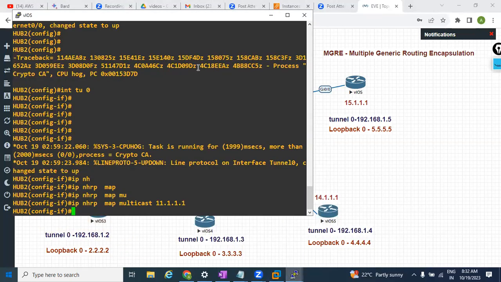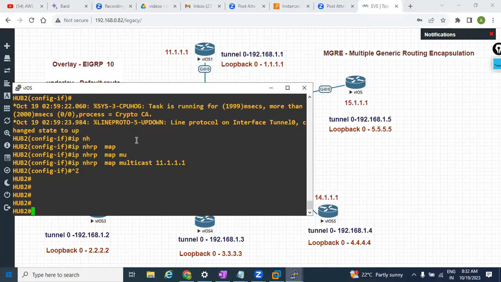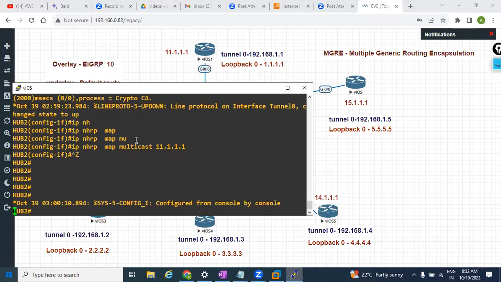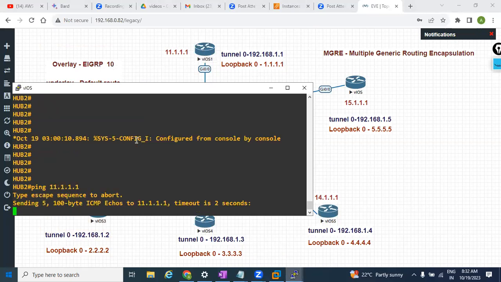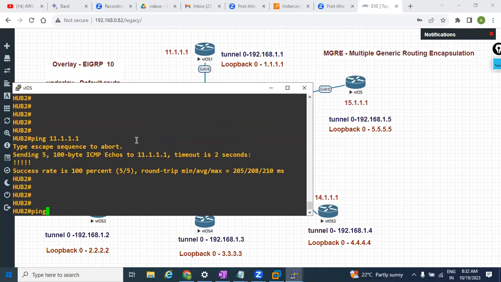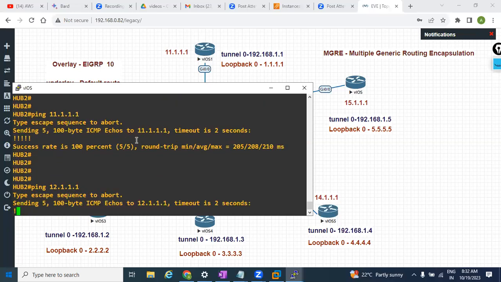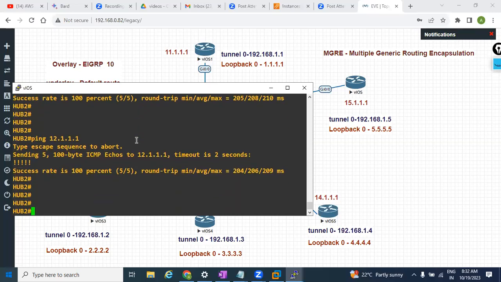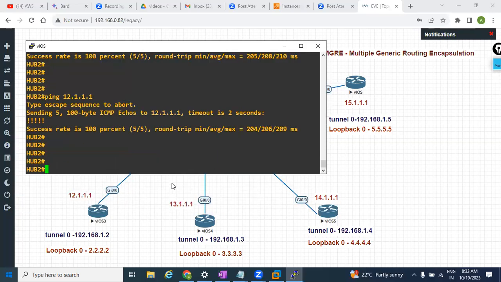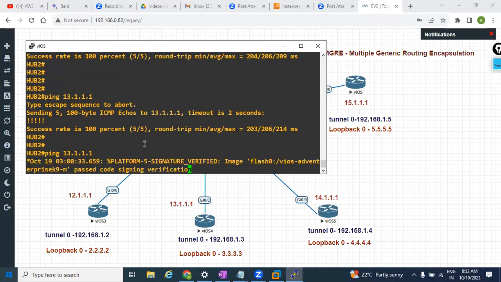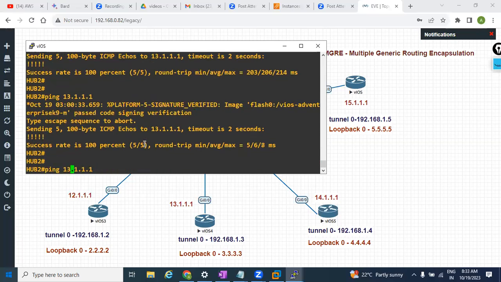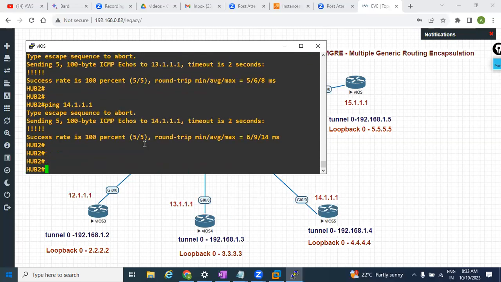I'll go back here. This might be hub 2. Let me just check its reachability with all the spokes and with the hub. 11.1.1.1 is my hub 1, then 12.1.1.1 is spoke 1. Now 13 is spoke 2, and 14 is spoke 3. All clear? So this is fine. Everything is okay.